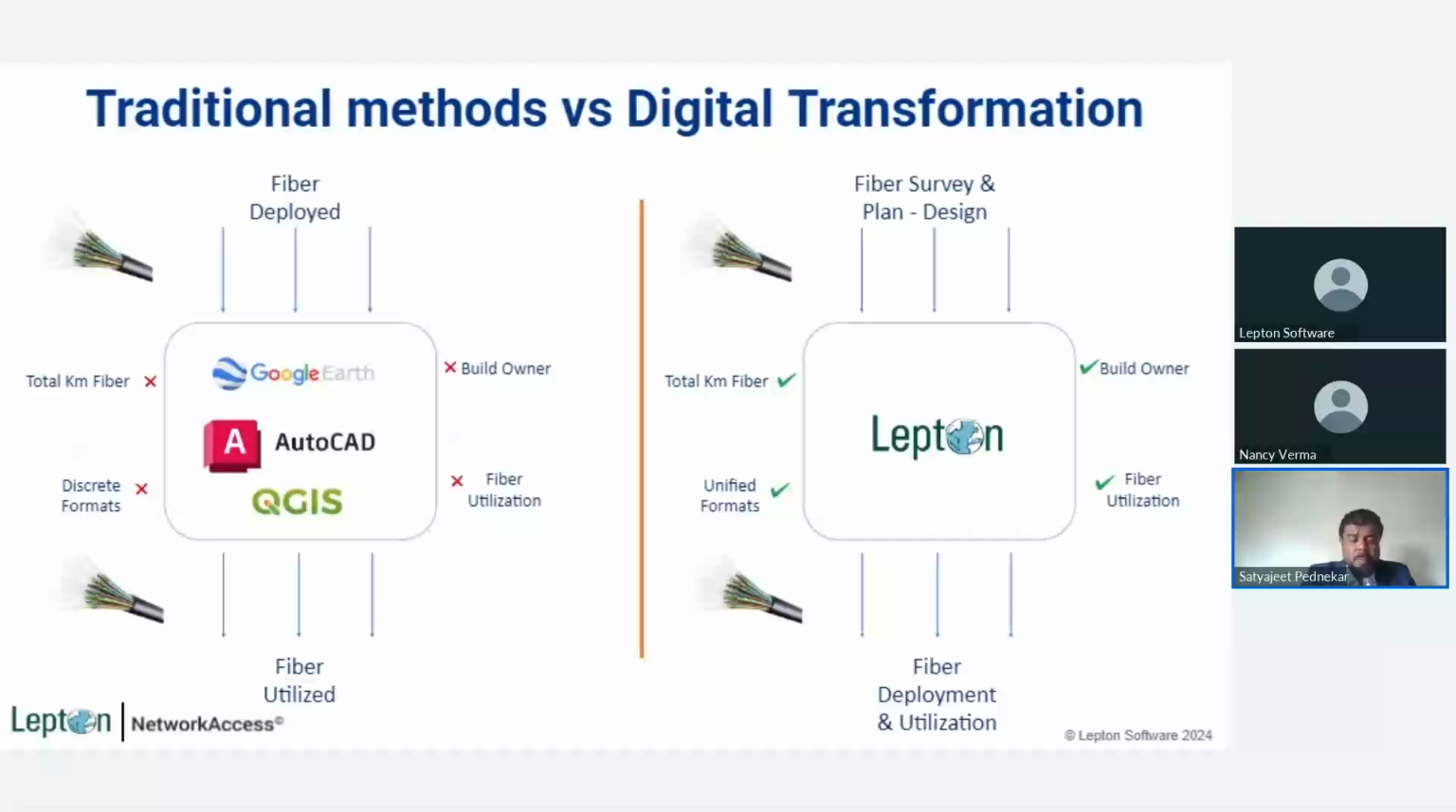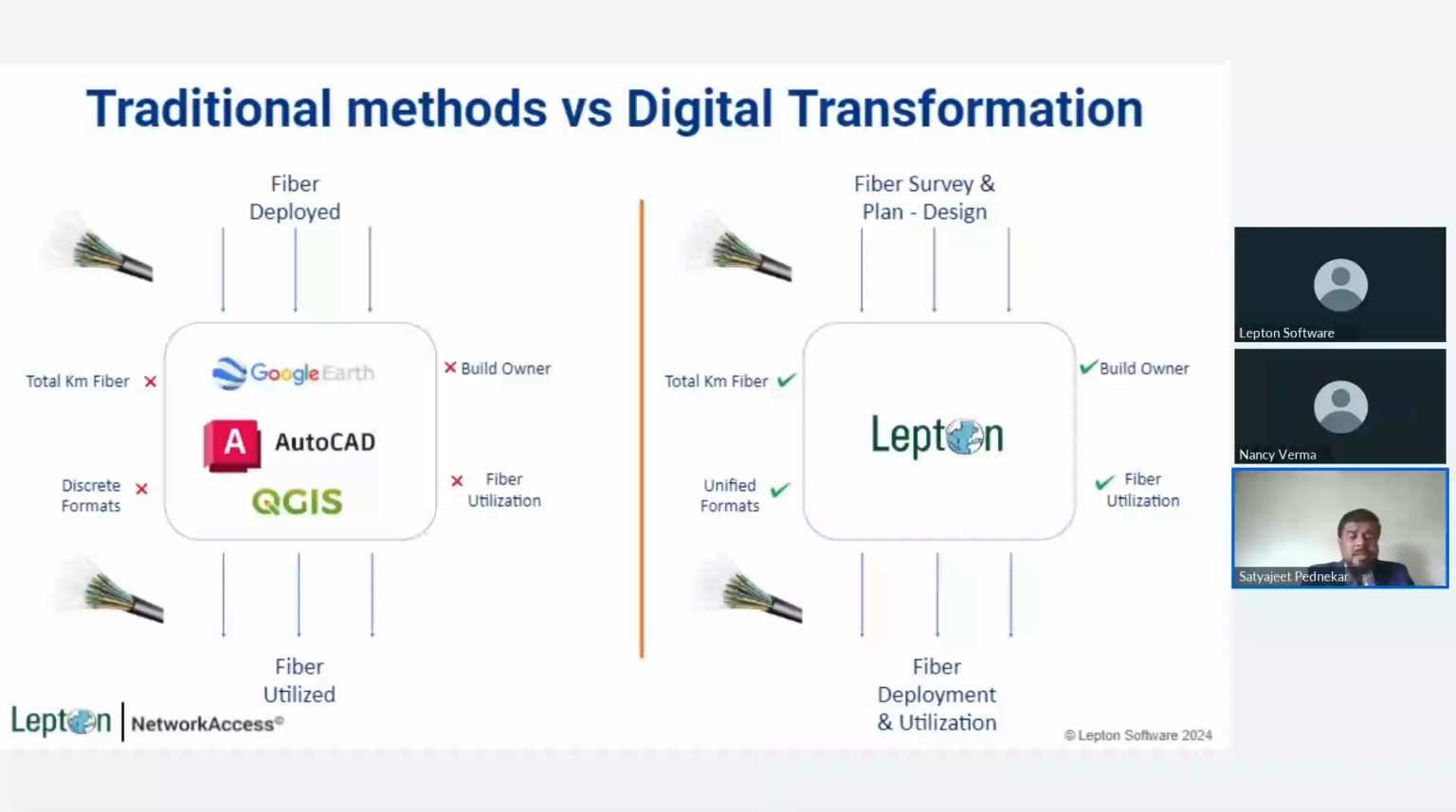But the biggest challenge for the owner of the organization, the decision makers, is how many kilometers of fiber are deployed in the field. No one knows that. Who is building the fiber? Obviously, we have many partners, vendors, contractors who are helping us deploy the fiber. But no one knows who has deployed which fiber at what time. No one knows the fiber utilization.